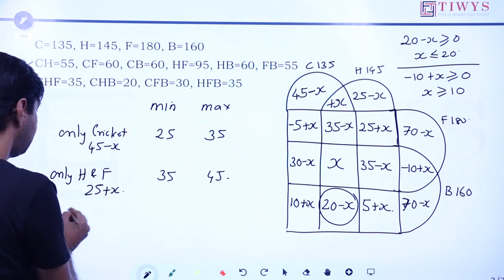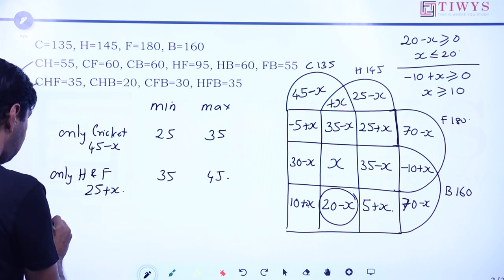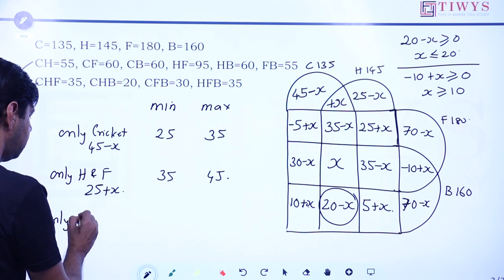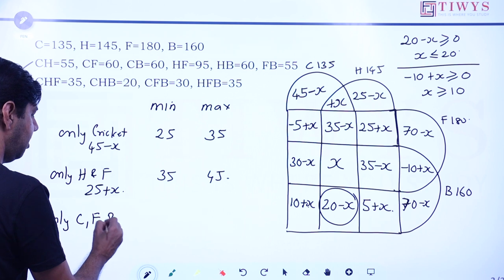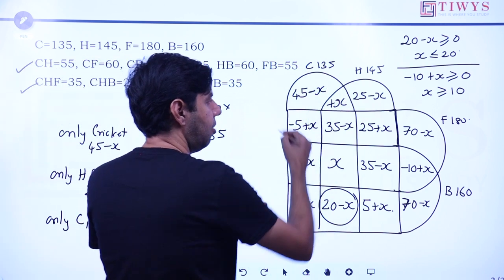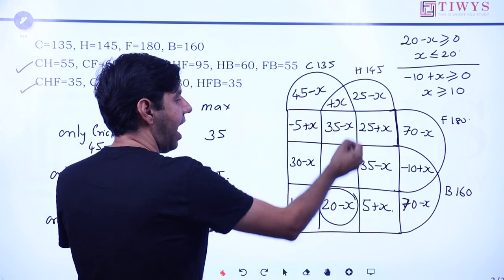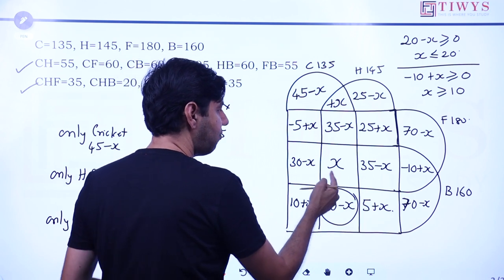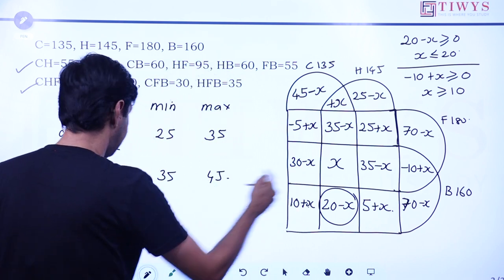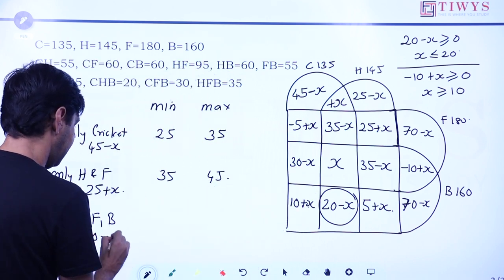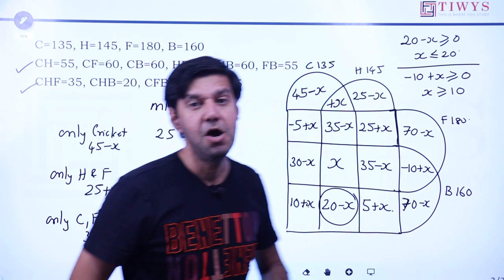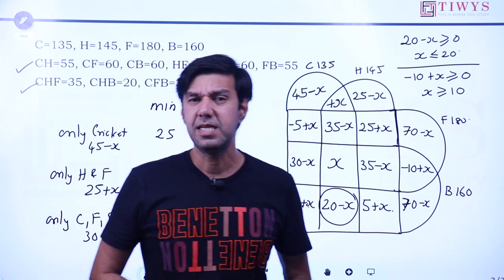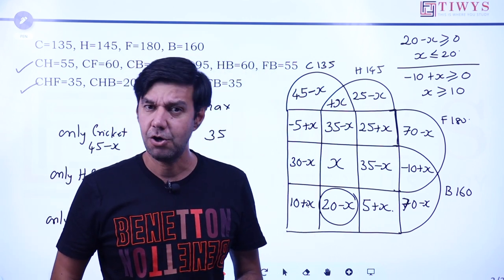And similarly, I could have a combination of three also, cricket, let's say football and basketball. Cricket, football, and basketball as well. Basketball will be these two, but I want exactly only, so that is going to be 30 minus x, and I'm sure you can manage the others, right? So it doesn't challenge us at all.